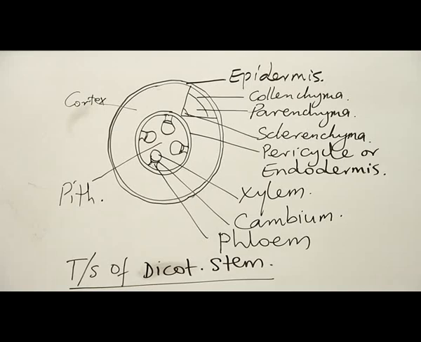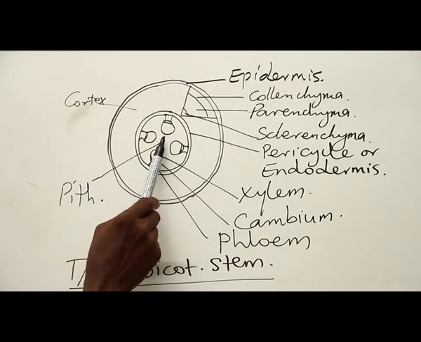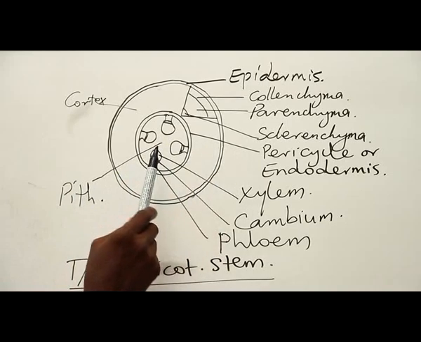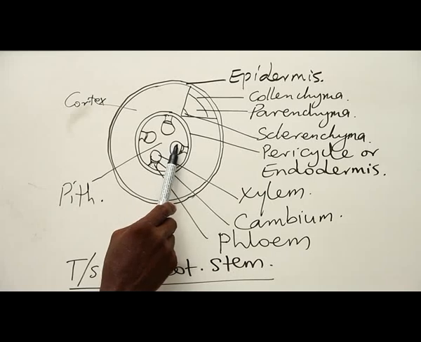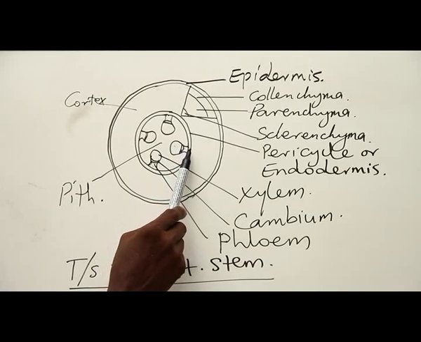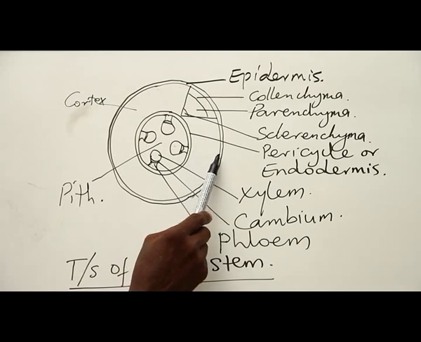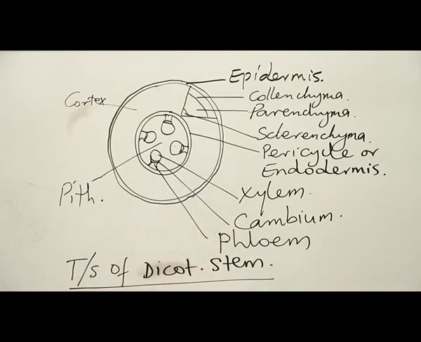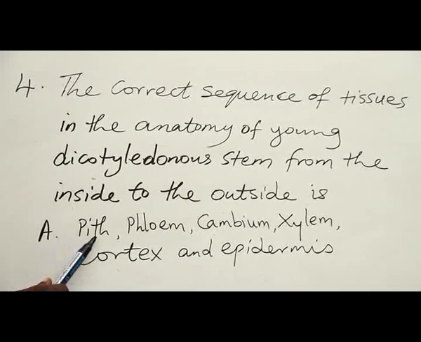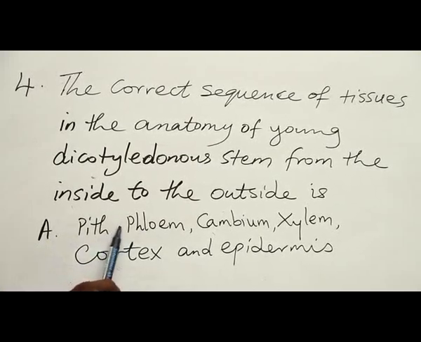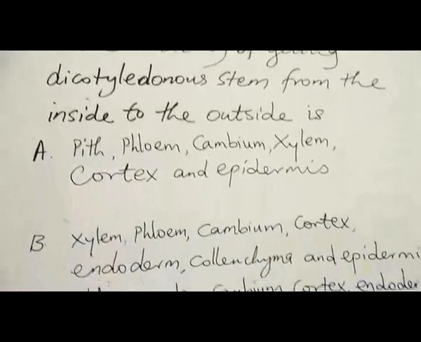Now the question is the arrangement of the tissue from inside outward. So you have to begin with pith. After pith, you enter the xylem, xylem to cambium, cambium to phloem, then the pericycle or collenchyma, then the parenchyma, then you now enter the epidermis. So let's see the one that fits this description. Option A, pith, phloem, jumps the xylem. So option A is gone.